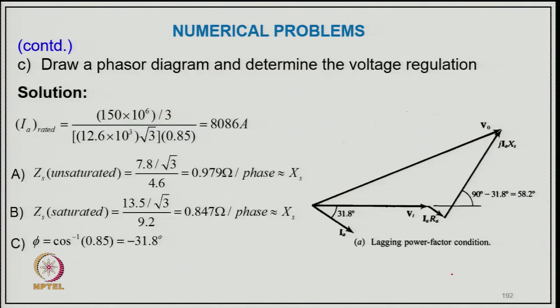So, now drawing the phasor diagram to determine the voltage regulation. I_A rated equals 150 into 10 power 6 divided by root 3 into 12.6 into 10 power 3 into 0.85. So, it comes to 8086 ampere, and Z_S unsaturated is 10.8 divided by root 3 divided by 4.6. So, it comes to 0.979 ohms per phase, and Z_S saturated comes to 13.5 into 10 power 3 divided by root 3 by 9.2, that is 0.847 ohms per phase, and phi is cos inverse 0.85, that is minus 31.8 degree.